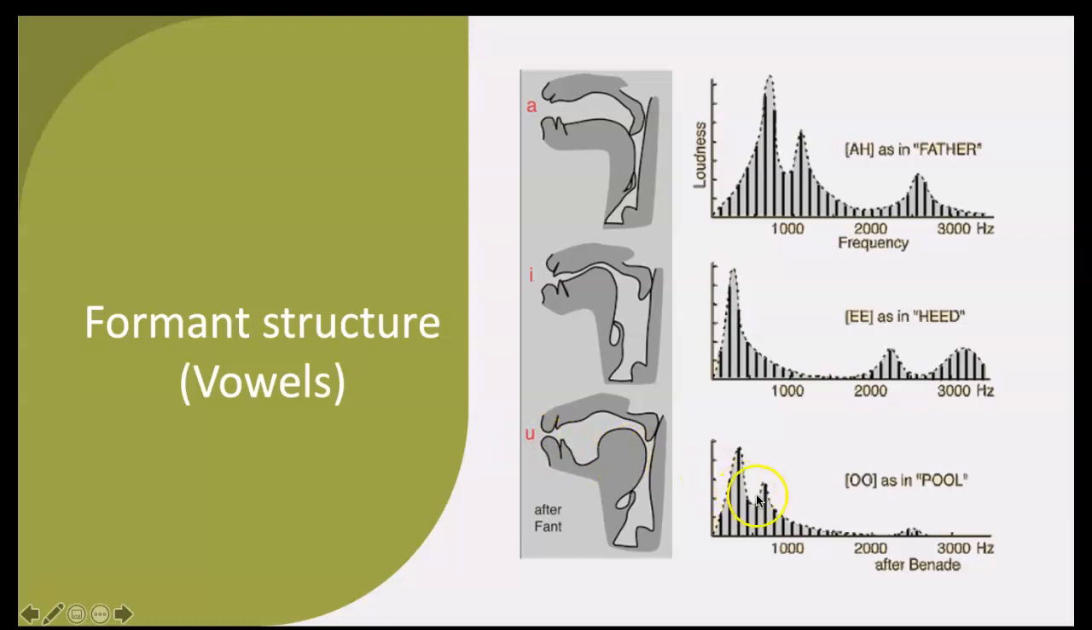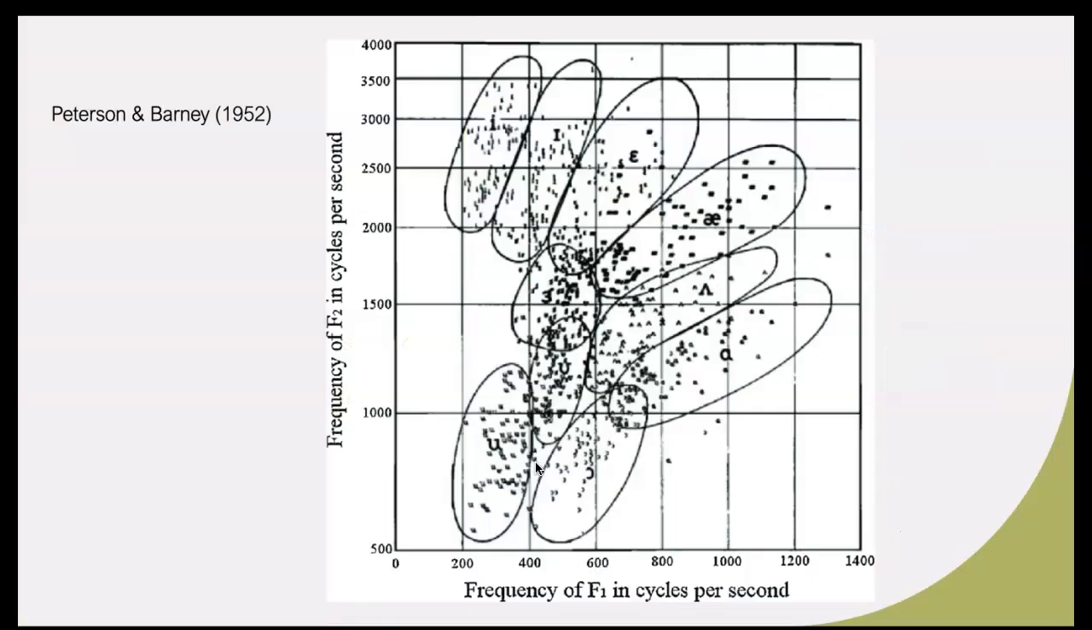U, as in pull, has a low F1 and F2, and then a big space, and then a higher F3. So it's because of the way in which the vocal tract is shaped that creates these distinct peaks. Okay. Here's a classic study from Peterson and Barney.